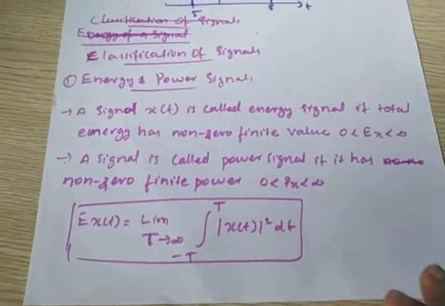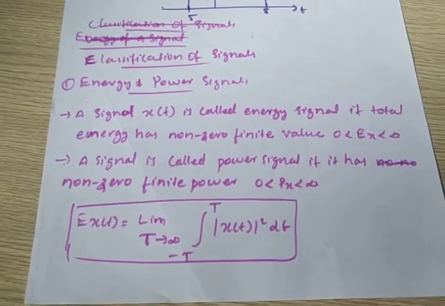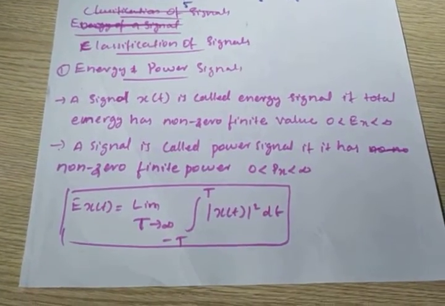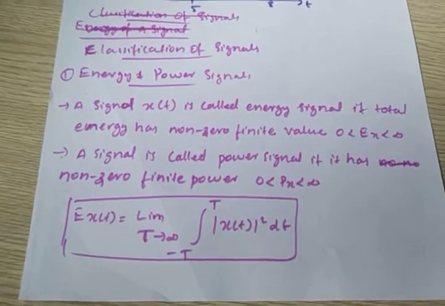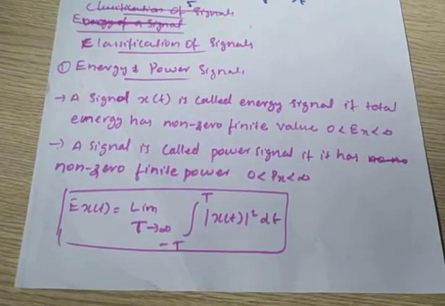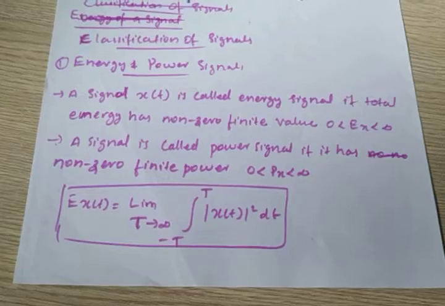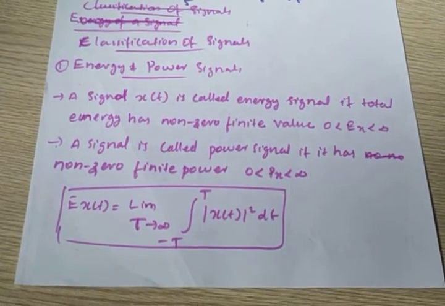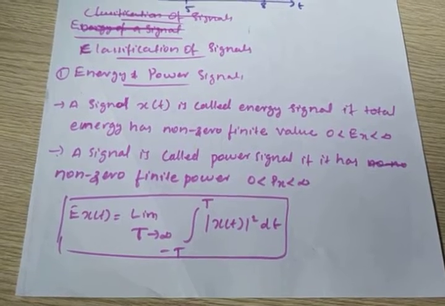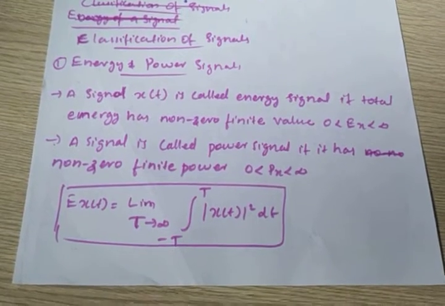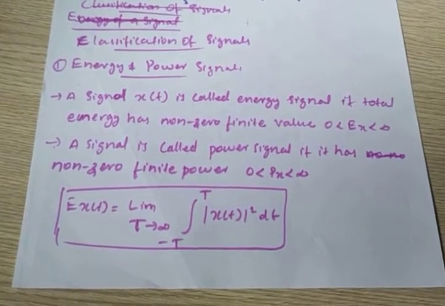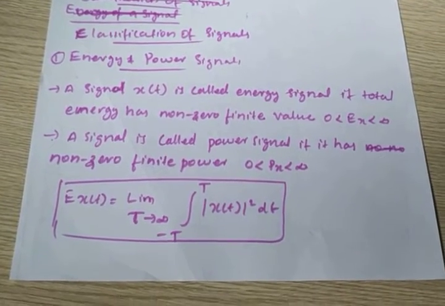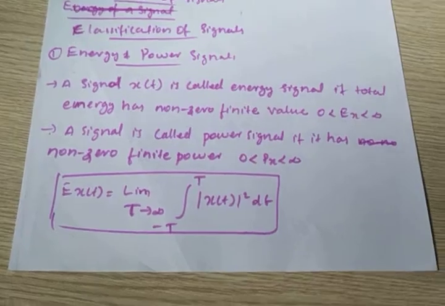So in this lecture I will discuss the classification of signals. We have different types of signals. The different types of signals are energy and power signals, even and odd signals, periodic and aperiodic signals, causal and non-causal signals. These are the different classifications of signals. First you need to deal with the energy and power signal.